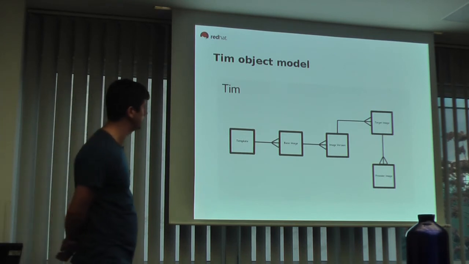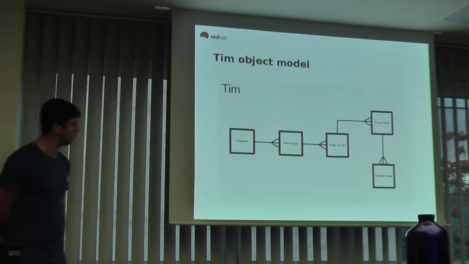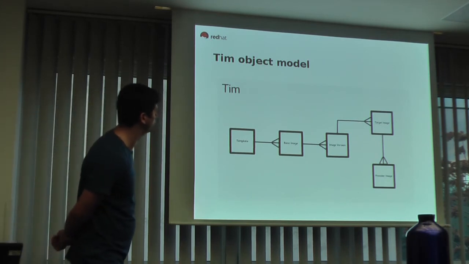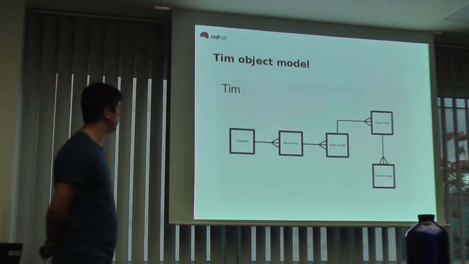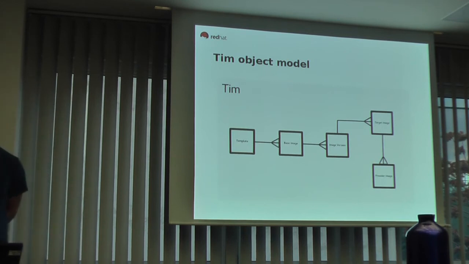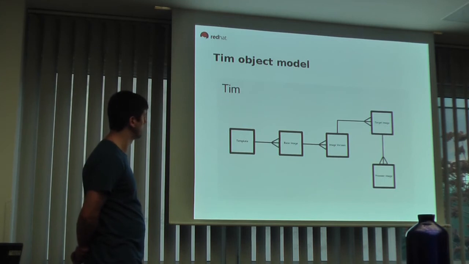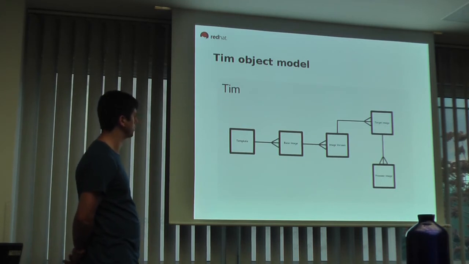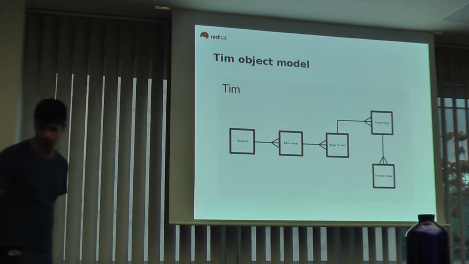So this is basically the new object model. These cross-feed lines are one of many relationships. You can see that the template, even though it doesn't quite make sense from the user's perspective, is the top-level object. Templates can have many base images, a base image can have many image versions, and so on, and so on.